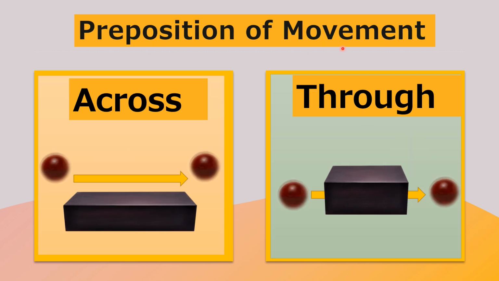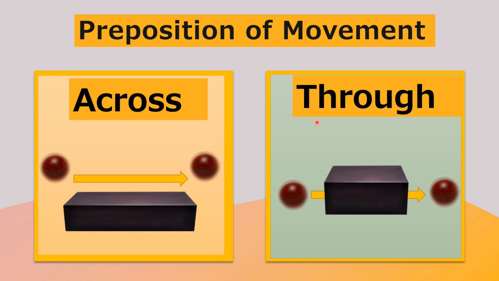Now we have prepositions of movement: across and through. We have a box here. These are two opposite corners of the box. If the ball is traveling from one corner to another, we will call it across. As we can say, Ram traveled across India. That means Ram traveled from one corner of India to the other corner.